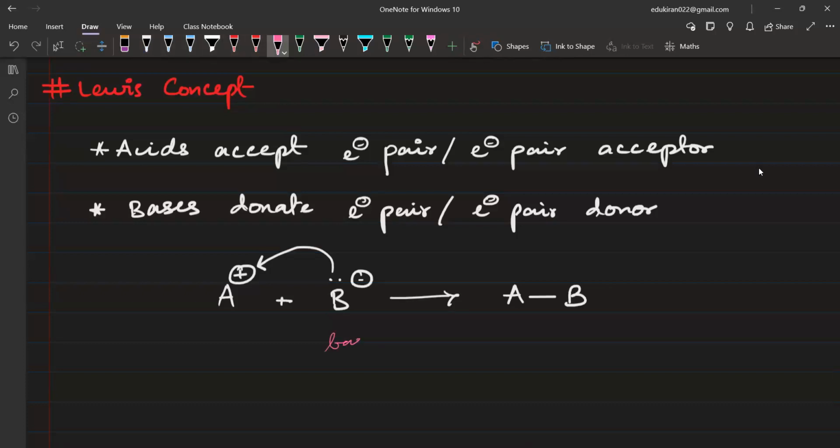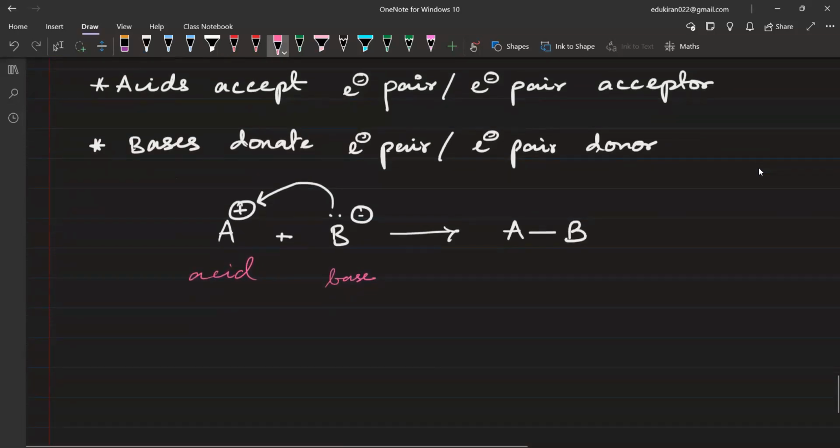This is acting as a base, and A is accepting electron. That means it is acting as an acid. ठीक है? So this is Lewis acid base concept, which really generalizes the concept of acid and bases, है ना? जहाँ पे H+ और OH negative रहा ही नहीं. Now we are talking about the atomic level electrons. Make sense, हर्षा? Yes, sir.